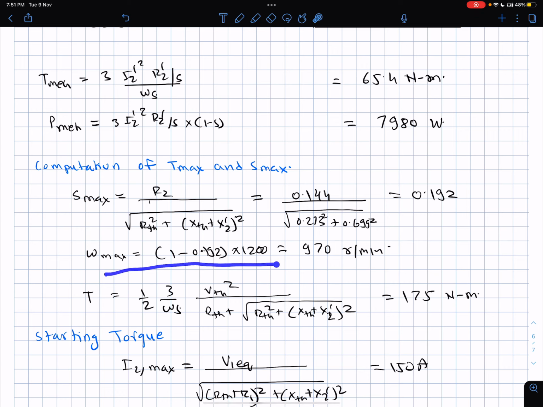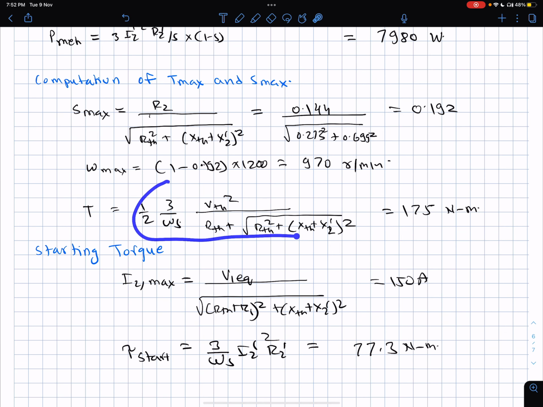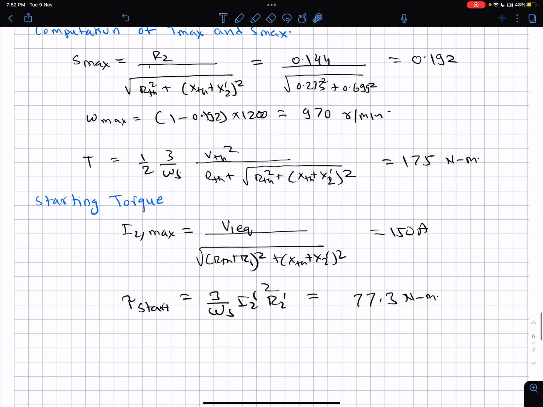This is a 6-pole machine, so 3 pole pairs, and 3600 by 3 gives 1200 rpm as the synchronous speed. So the actual speed at which maximum torque occurs is 1 minus 0.192, that is 1 minus S, into 1200, which is 970 rpm. So we know the speed at which maximum torque happens. The formula for the maximum torque we have already written down, and using the synchronous speed and substituting all the data, we get 175 Newton meter.